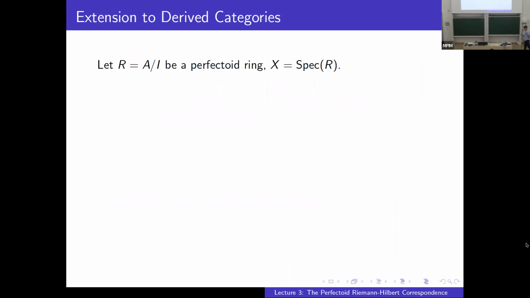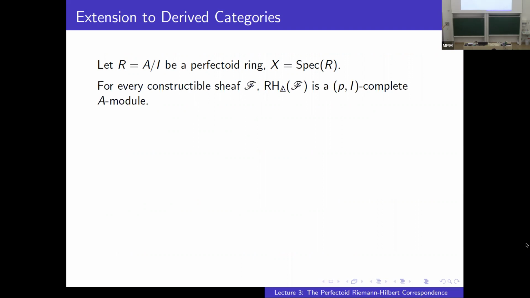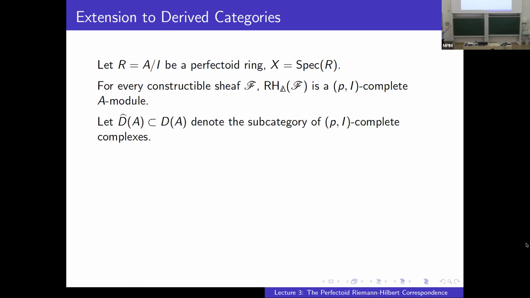Okay, so that was a construction in the world of abelian categories. I would now like to extend it to derived categories. So let me just make a remark. This RH prism, for every constructible sheaf F, it assigns an A-module, and that A-module is automatically complete, both with respect to p and with respect to the ideal I. And when we pass to the world of homological algebra, we want to retain those properties. So I'm going to write D(A) for the derived category of A, and inside it, there's the subcategory, which I'll denote by D hat(A), that consists of complexes which are both p-adically complete and I-adically complete.